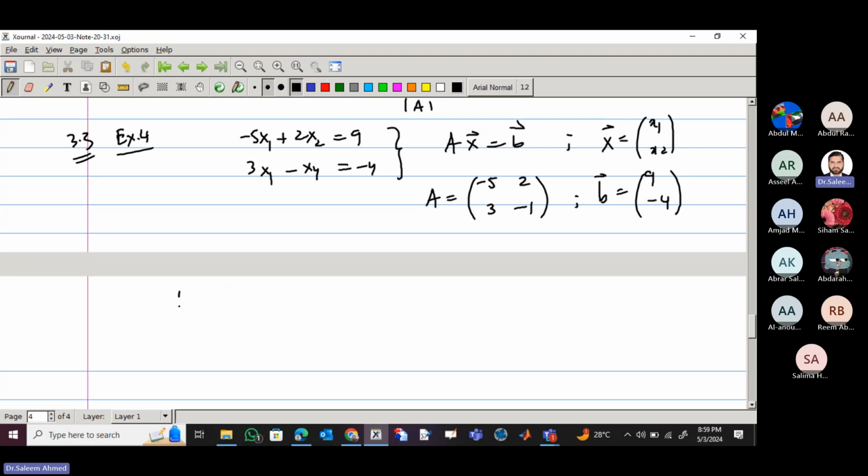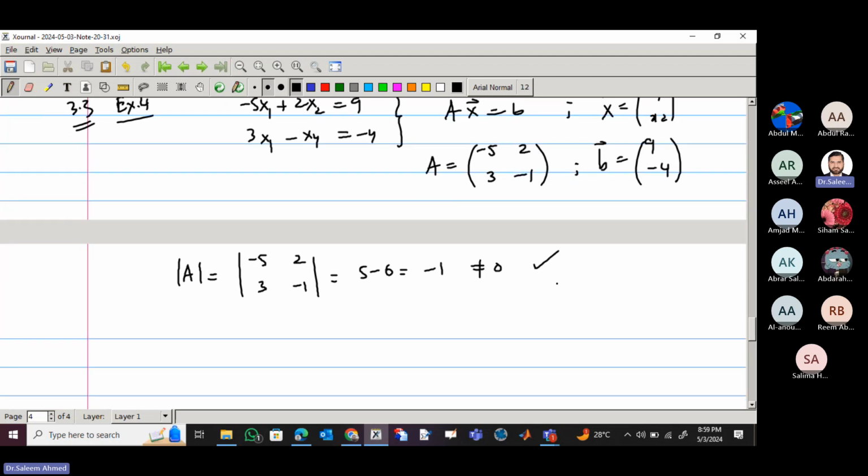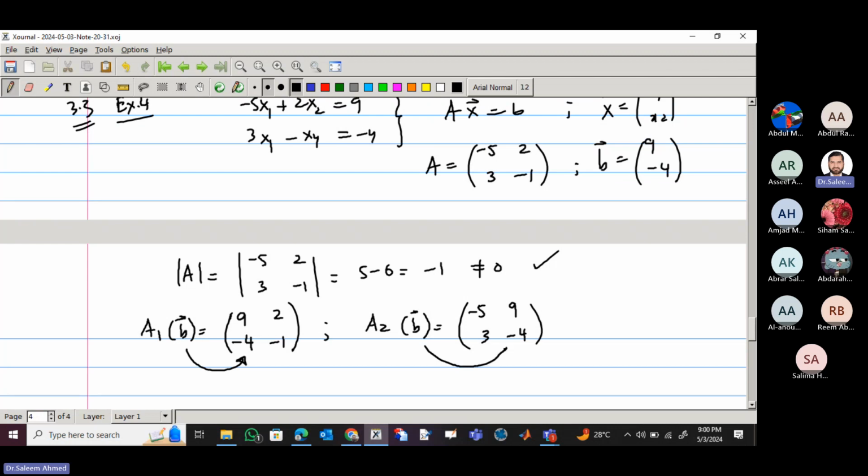So first of all, I will find the determinant of A, which is -5, 2, 3, -1. So that is 5 minus 6, which is -1, not equal to 0. Go ahead, right? This is good. Now I will define A1B. A1B means replace the first column by B. B is 9, -4, second column as it is. And define A2B. A2B is first column as it is, -5, 3, second column replaced by B. So see, here B is in the first column, here B is in the second column.